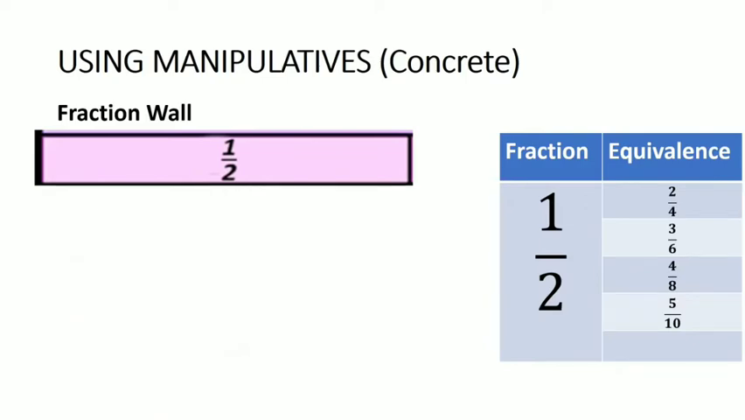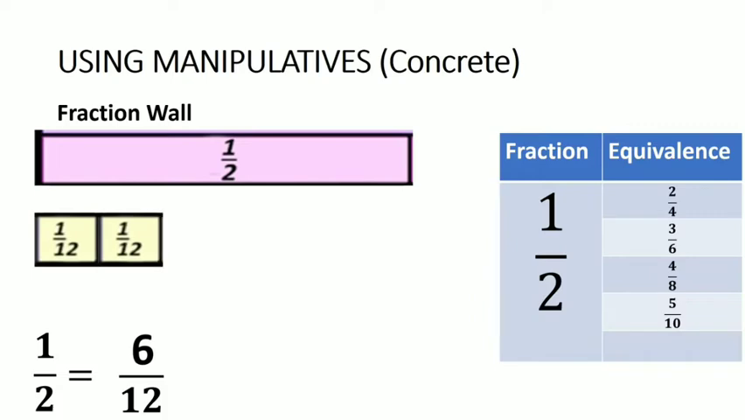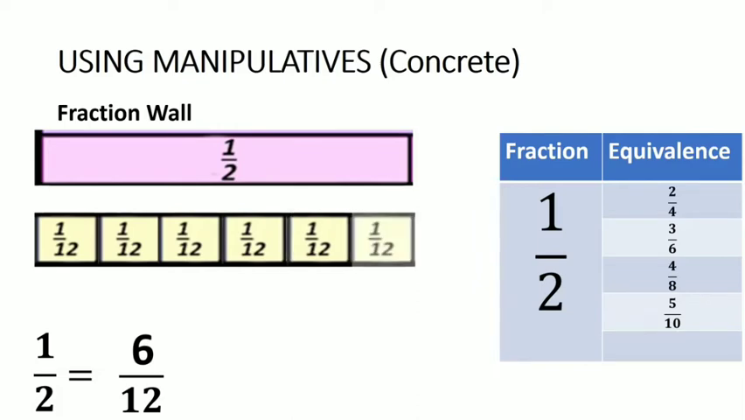Now, let us take the argument a little further. Suppose some number over 12 is equivalent to a half. What do you think that number would be? Well, if you were to use a fraction wall, then I'm sure you would have seen that 6/12 is equivalent to a half. Let us see. Here's 1/12, 2/12, 3/12, 4/12, 5/12, 6/12. So there are 6/12 in a half.